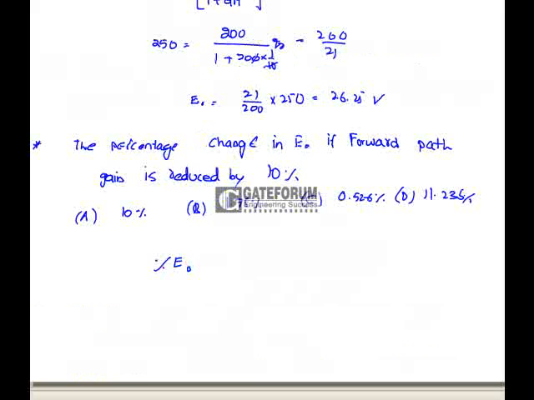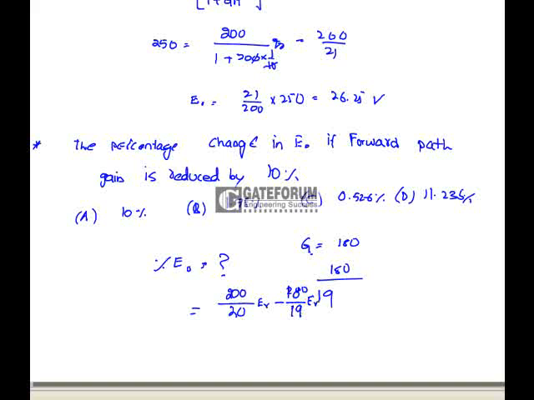Percentage change in E0 is equal to, here percentage change is this one, 200 divided by 20 ER minus 180, the new one, ER divided by 200 by 20, this is 21 ER. If we calculate this into 100, we will get 0.526 percentage. That is option C is correct.